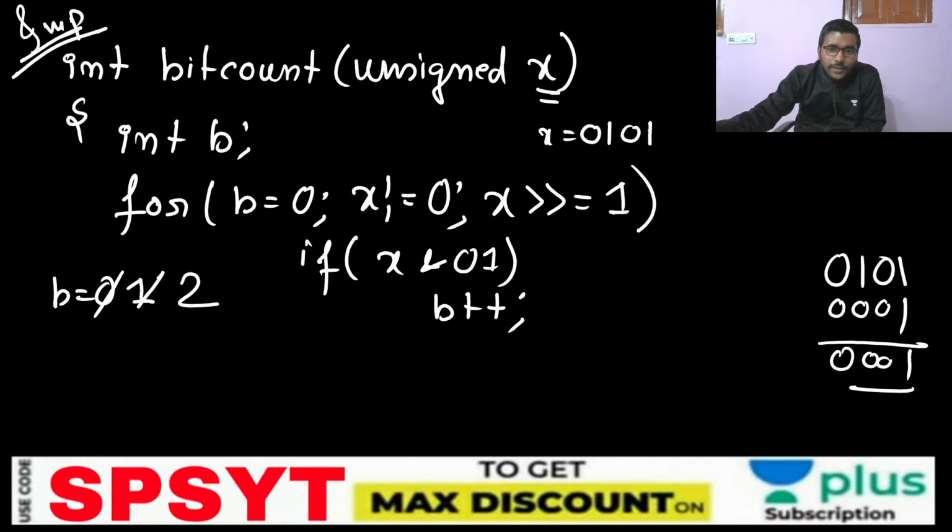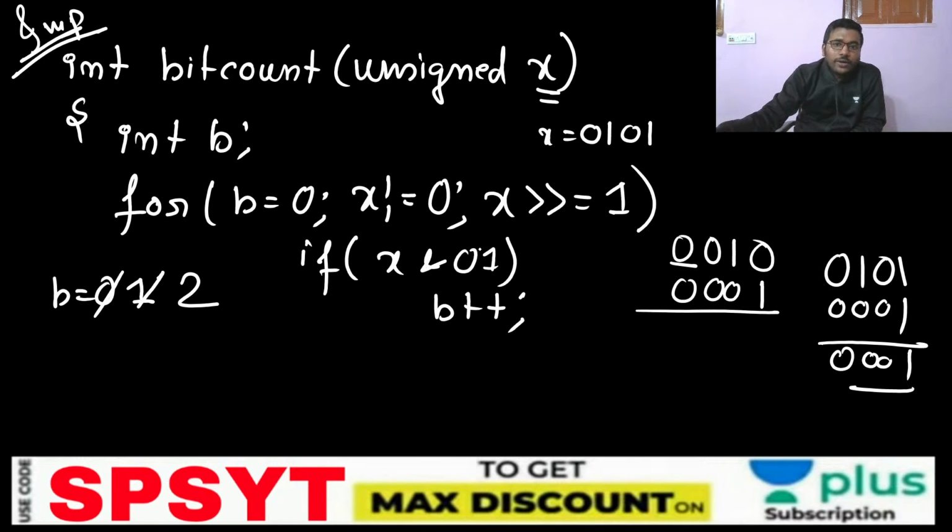Now you are going to do right shift. This bit will get removed, giving 010, and the vacated bit is going to be filled with 0 because it's unsigned. After this you will check the condition: x not equal to 0, yes. Now you are going to do AND with 1. It's 0, so it will not go inside and will not increment b. Now again it will go here.